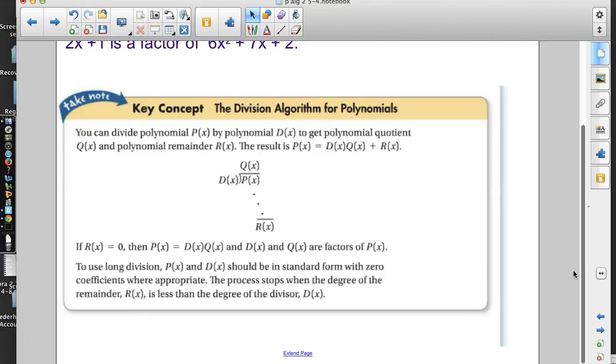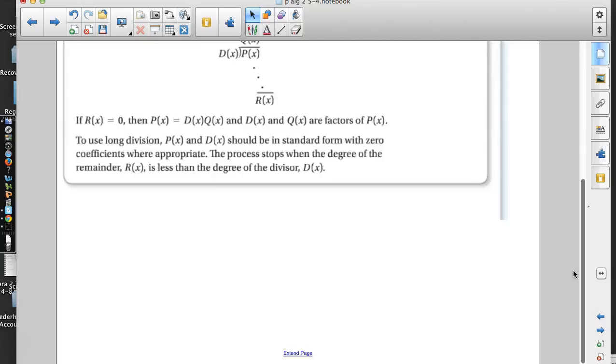To use long division, p of x and d of x should be in standard form. That's because of the placement of our terms. We want this in standard form. And they, like it says, should have 0 coefficients where appropriate.